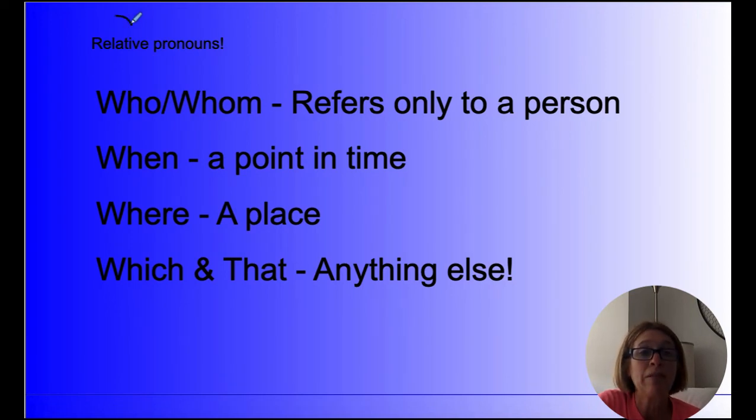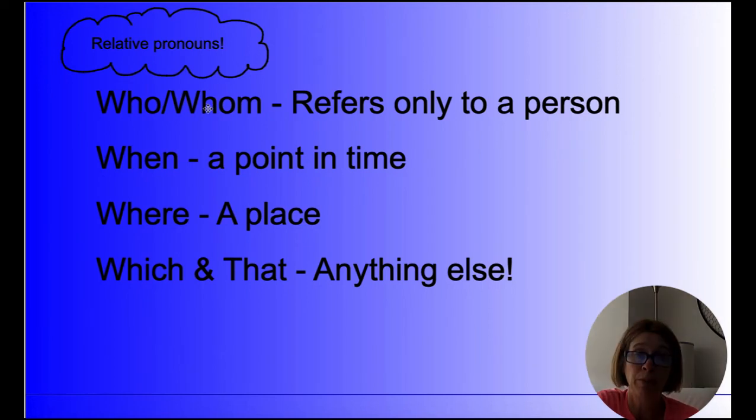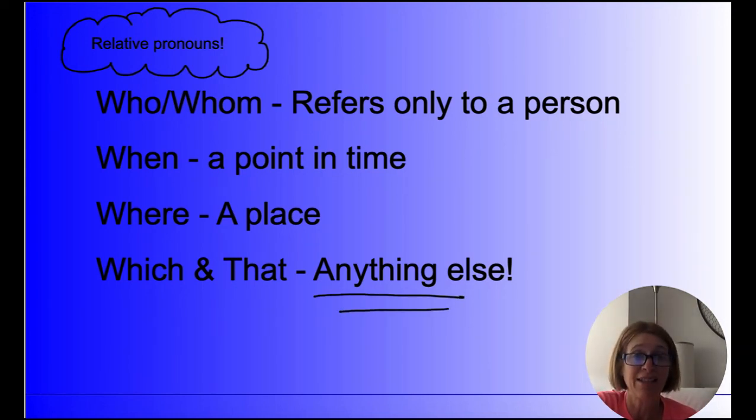All right, last thing for today that we're going to talk about is relative pronouns. Relative pronouns are words like who or whom, when, where, which, and that. So they're relative pronouns, and you actually have to use them in the proper place. So who or whom can only refer to a person, whereas when refers to a point in time, where, a place, and which and that, anything else. And they do use relative pronouns on this test.